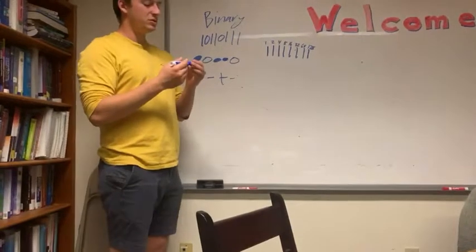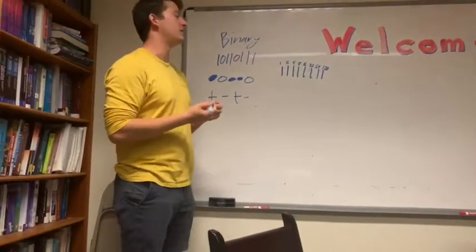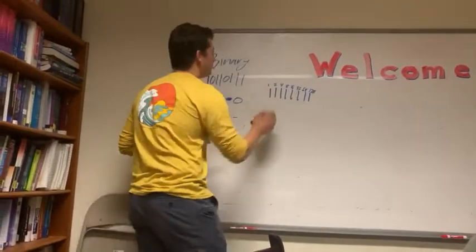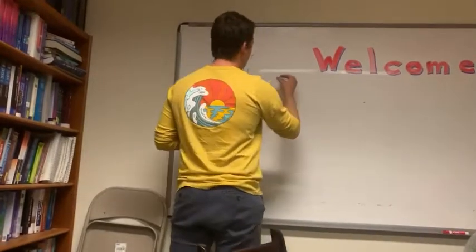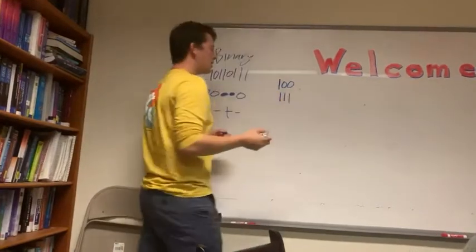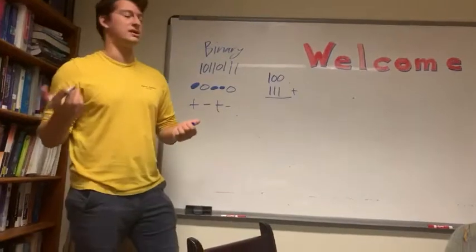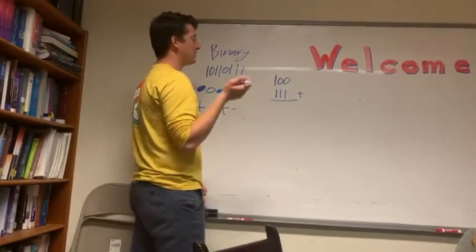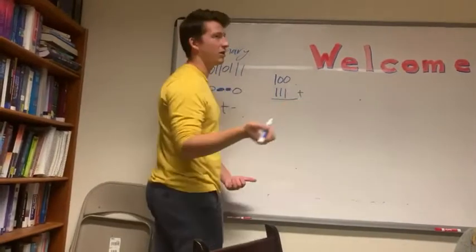But you can also add with binary. It's a little bit different than how you would normally add. So let me clear some space here. If we had 1, 0, 0, and then 1, 1, 1, and we are adding that, it's not 100 plus 111, which would be 211. It's not that easy, unfortunately, but it's not hard either.